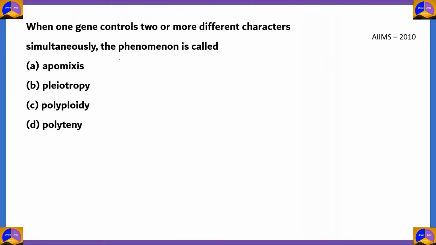Now, our next question. When one gene controls two or more different characters simultaneously, the phenomenon is called as apomixis, pleiotropy, polyploidy, polyteny. Polyteny, option D, is referring to DNA replicated without separation. So in anaphase, due to some error, the DNA is not separated. So option D is incorrect because polyteny is not the case where one gene controls two or more different characters.